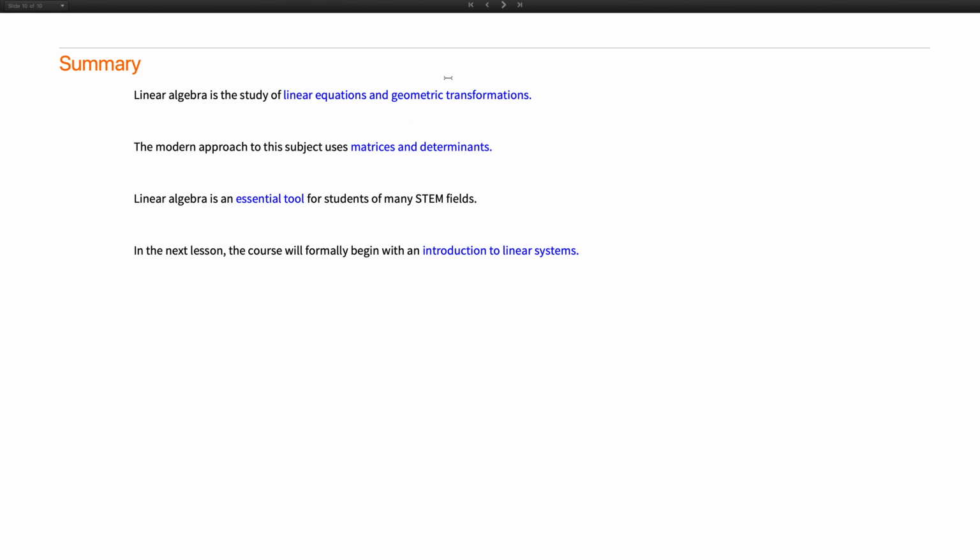Okay, so that brings me to the end of this introduction. And to summarize, linear algebra is the study of linear equations and geometric transformations. But the modern approach to the subject will use matrices, determinants, and of course, at a more advanced level, it will also use vector spaces. Now, to know linear algebra is important because it's an essential tool for students in many fields. So that's the broad introduction to the course, and in the next lesson we'll begin the course formally with an introduction to linear systems.